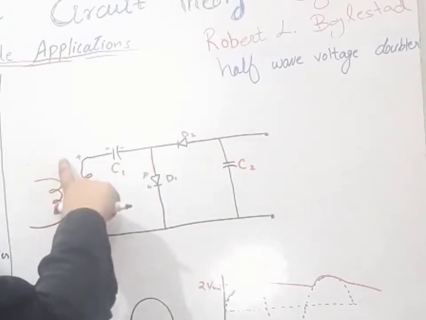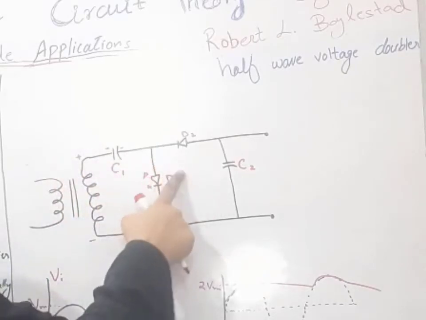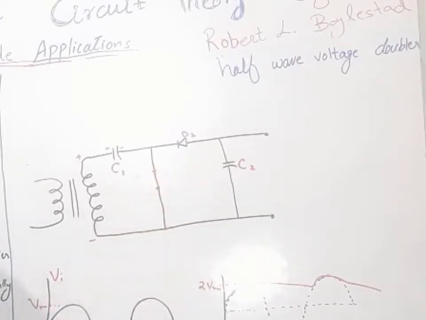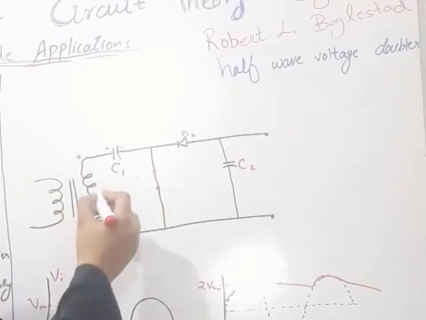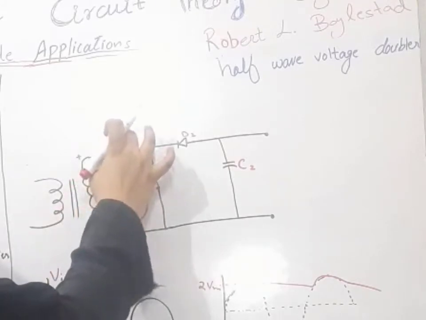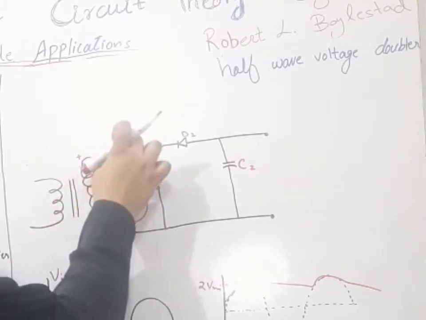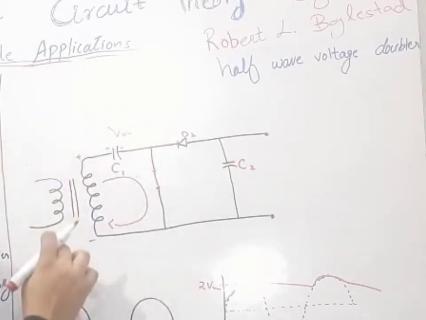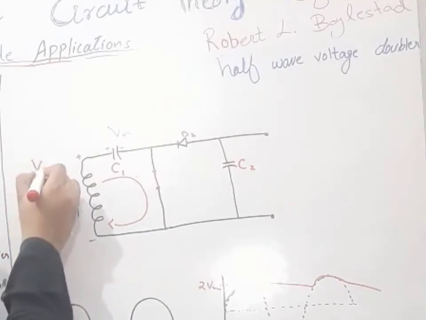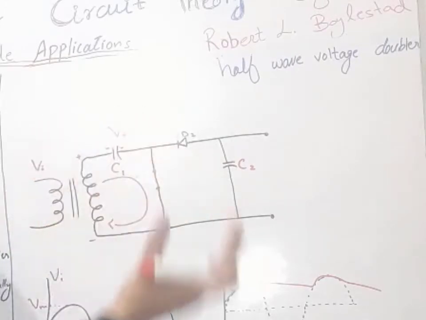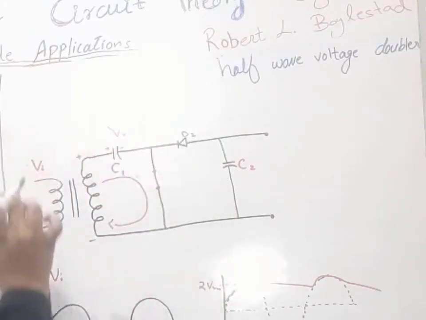For the positive half cycle, our diode will be forward biased and it will act as a closed circuit, a short circuit. Now current will flow in this direction and our capacitor will be charged. When our capacitor is charged, it will charge to the maximum voltage Vm. This is our input voltage Vi and its maximum level is Vm. So our capacitor will charge till the maximum voltage level, which is Vm.